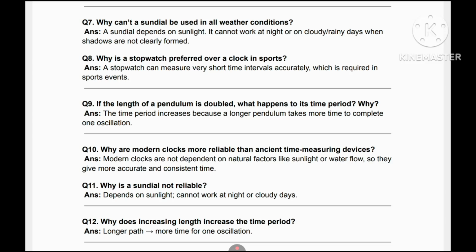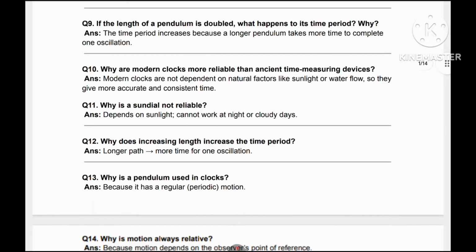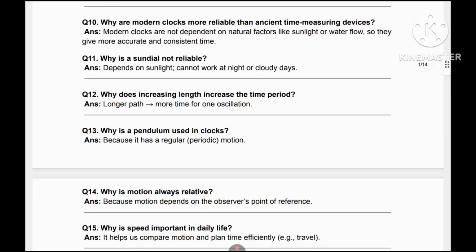Why are modern clocks more reliable than ancient time measuring devices? Modern clocks are not dependent on natural factors like sunlight or water flow, so they give more accurate and consistent time. Why is a sundial not reliable? It depends on sunlight, and cannot work at night or on cloudy days. Why does increasing length increase the time period? The longer the path, the more time for one oscillation.